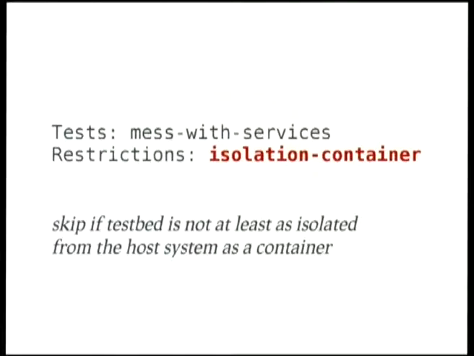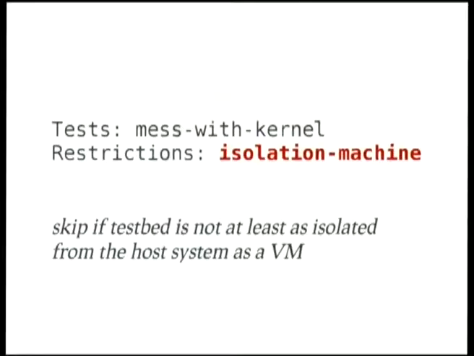Then you can specify which level of isolation you want from your host system. If you declare isolation-container, then only things as isolated as a container or more will be able to run those tests. So if you want to mess with system services, like stopping and restarting services, you don't want that to run in a chroot, because that's going to cause problems. You can also use isolation-machine to say that this can only be run on a virtual machine or something even more isolated. You want to do that if you want to load kernel modules, or test things usually related to the kernel.